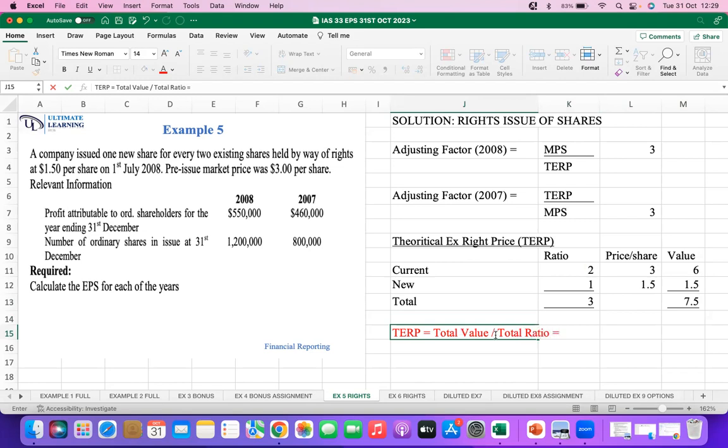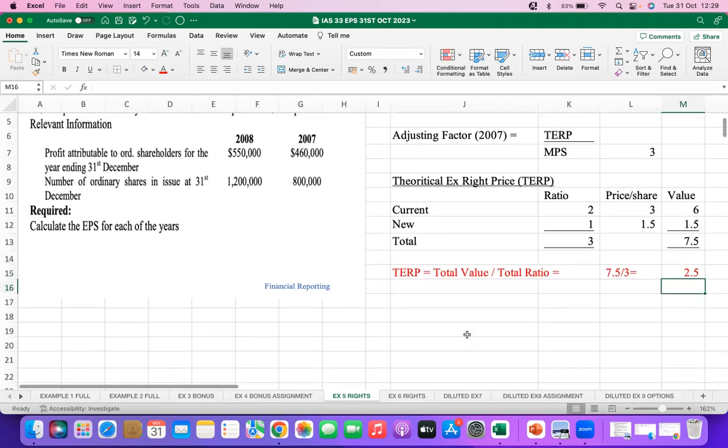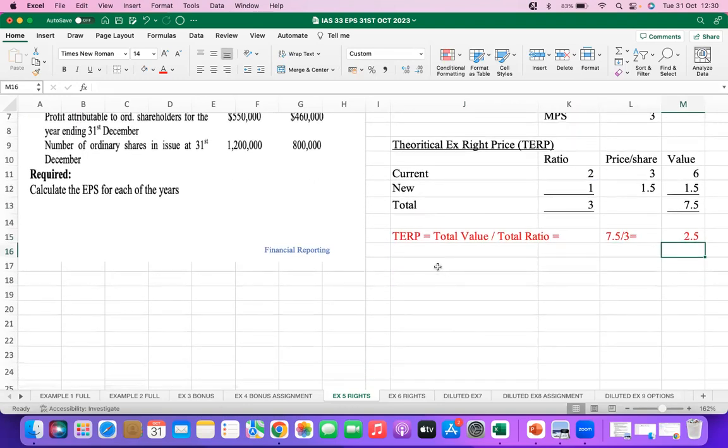Total value divided by total ratio. So that will be 7.5 divided by 3, which will give you 2.5. And then after that, we come and list the profits.